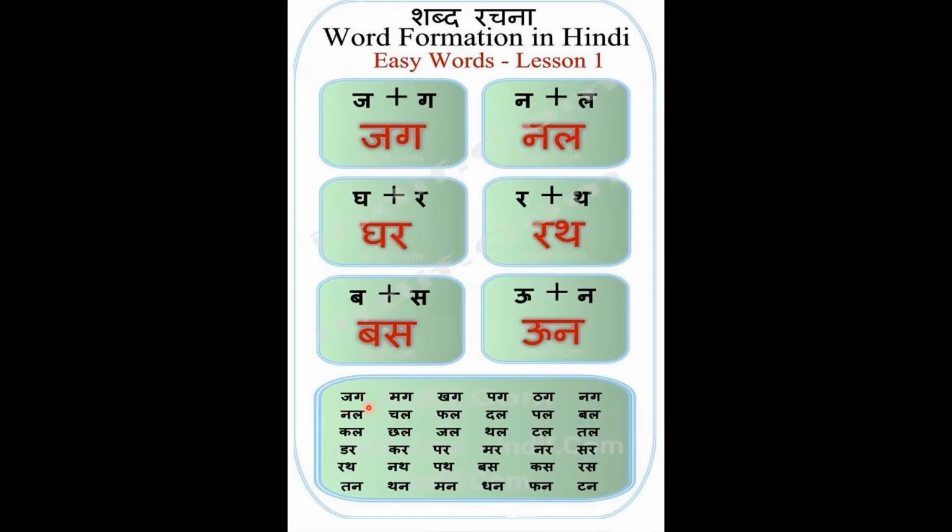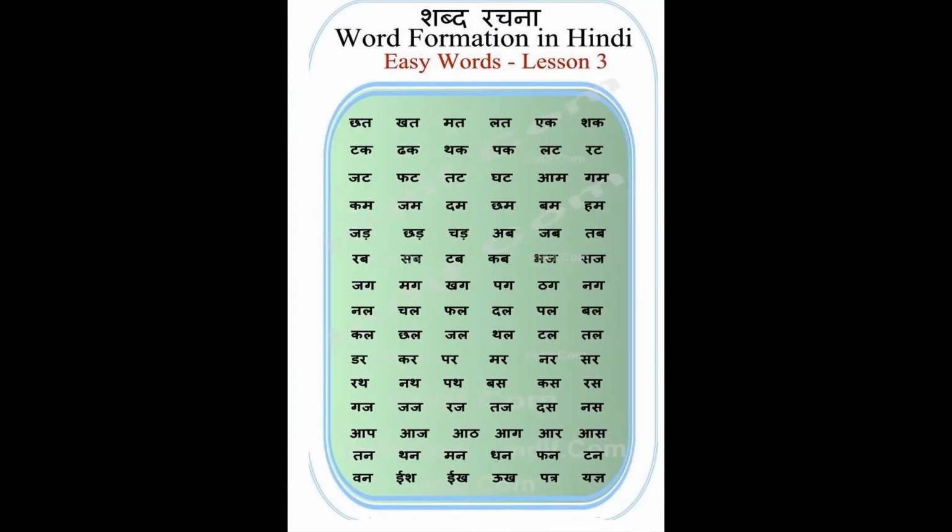Ja, ga, jag. Na, la, nal. Ka, la, kal. If I go on reading this, the video will become lengthy, so I'm skipping this. You practice this. Cha, ta, chat. Ta, ka, tak. Ja, ta, jat. You practice the two letter words which don't have any matras. I will tell you what matras are later.